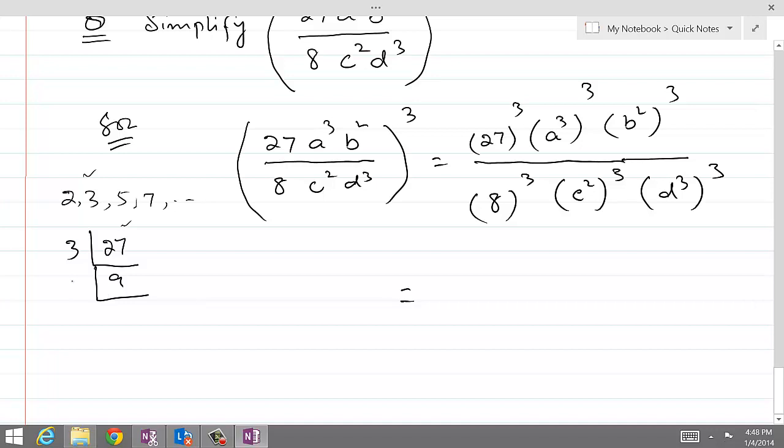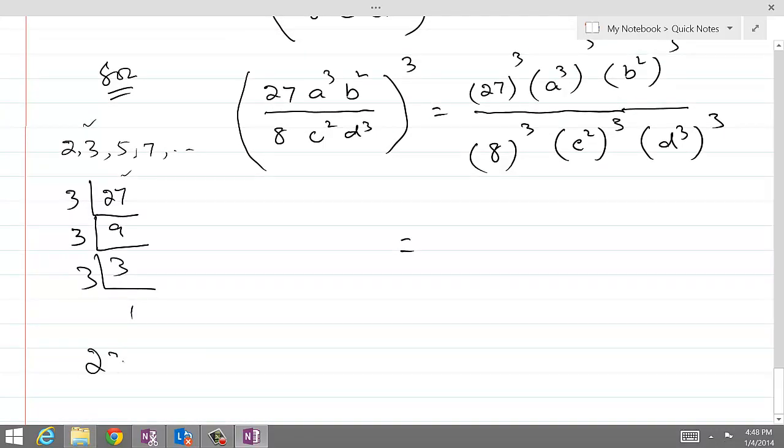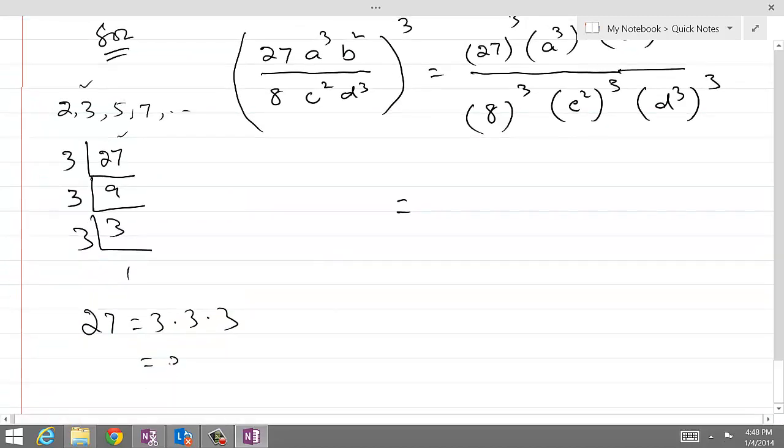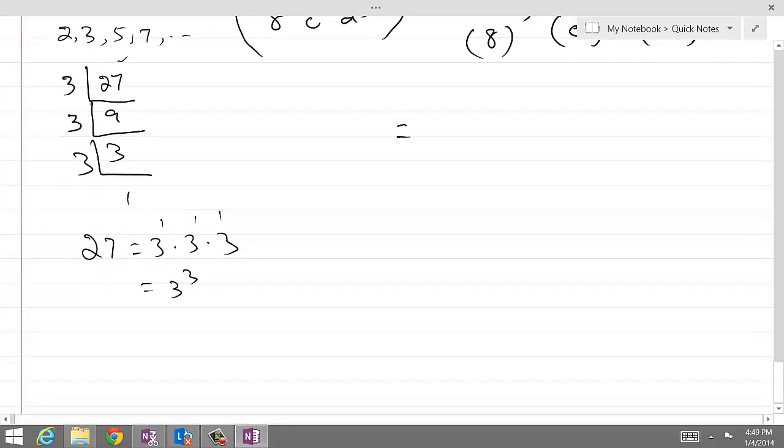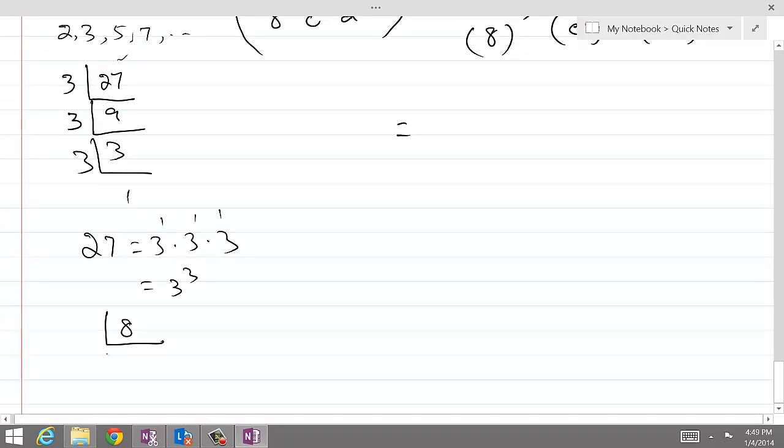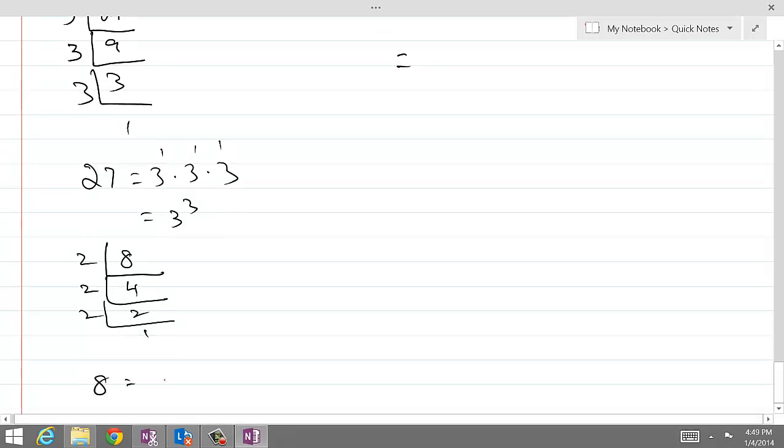9 is again divisible by 3, so we divide it again, and this is 3 one time. It means that 27 can be written as 3 times 3 times 3, which means 3 power 3, because that's the exponential form. 3 is multiplying 3 times, so the exponent is 3. The same thing we do with 8 in the denominator. To break 8 into its prime factors, we start with 2. 2 fours are 8, 2 twos are 4, 2 ones are 2. So 8 is equal to 2 times 2 times 2, which is 2 power 3.